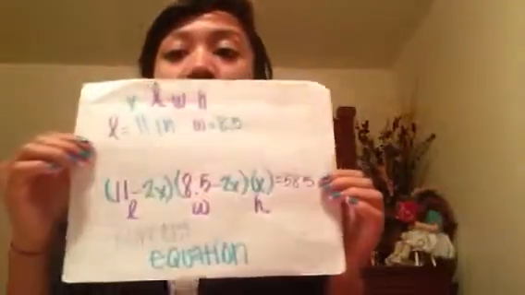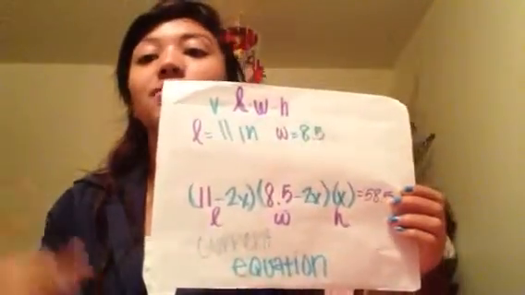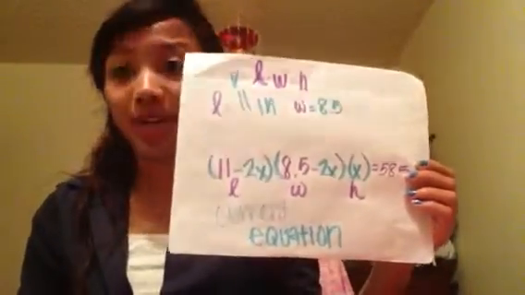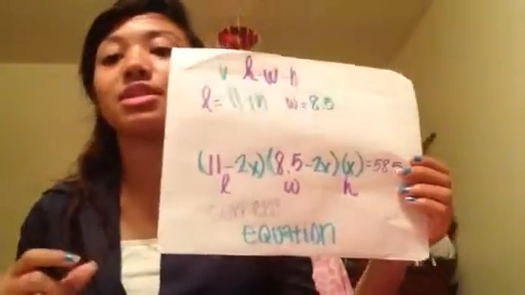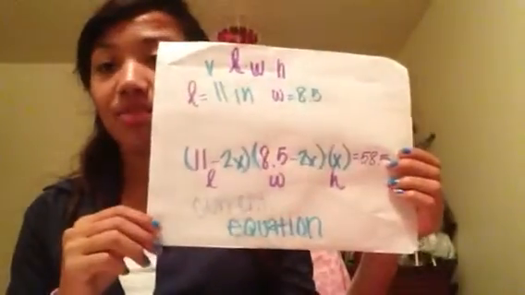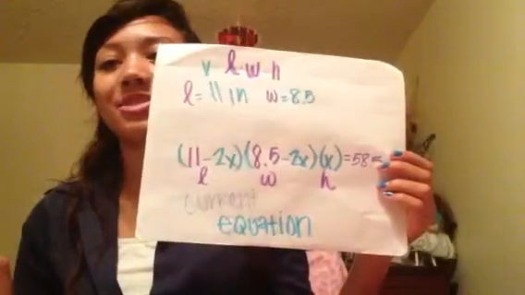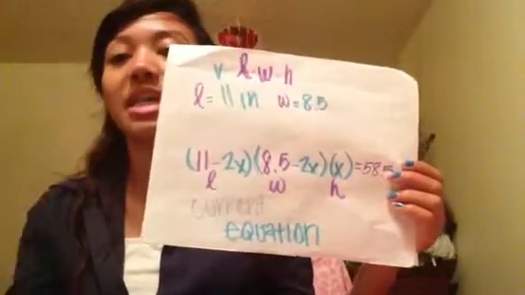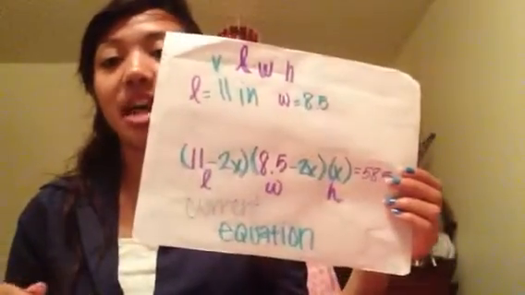And after that, we substituted length with 11 inches, but because we know that we're cutting out squares from each corner, we subtracted 2x, because you're cutting from both one end of the 11 inches as well as the other. For width, we did the same thing. We did 8.5 and we subtracted 2x because you're subtracting again from both one side and the other side. And for height, height would be x because that is what we're cutting out.